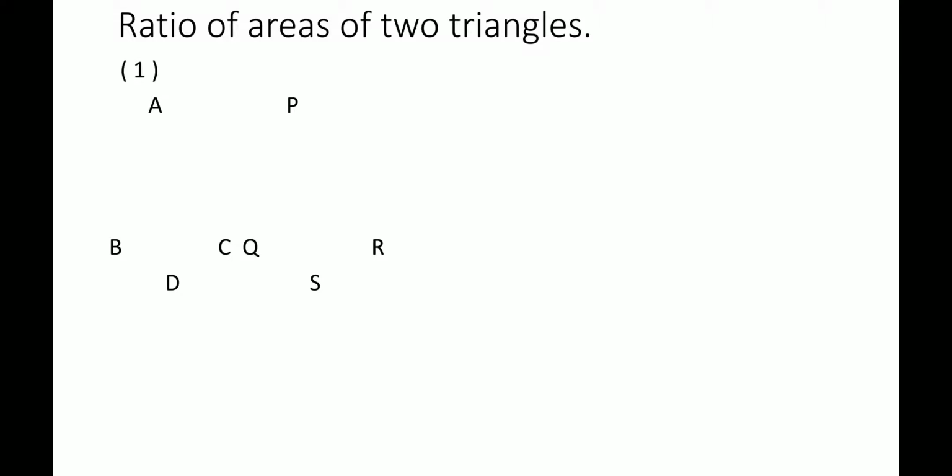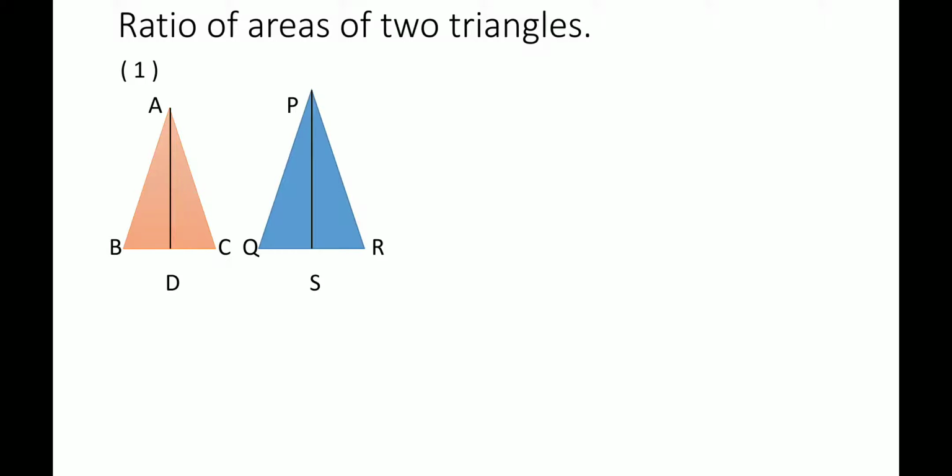First property. This is triangle ABC. This is another triangle PQR. AD is the height of triangle ABC. PS is the height of triangle PQR. BC is the base of triangle ABC. QR is the base of triangle PQR. This can be written like this.